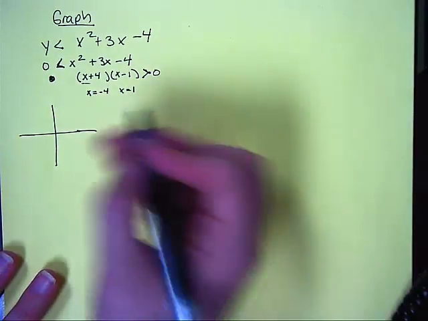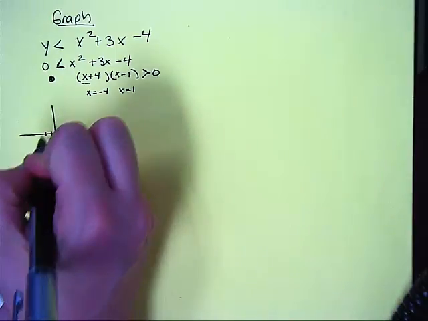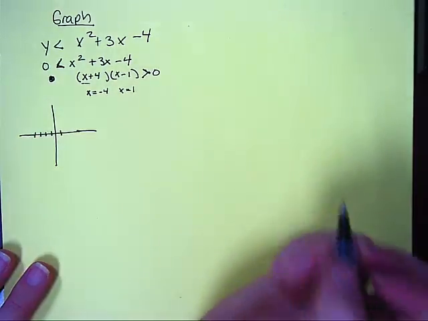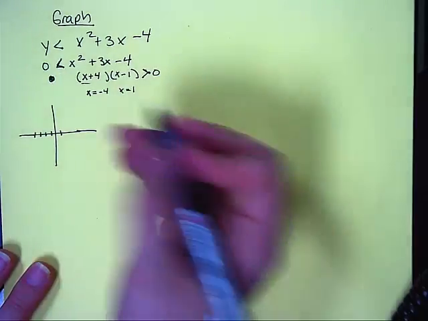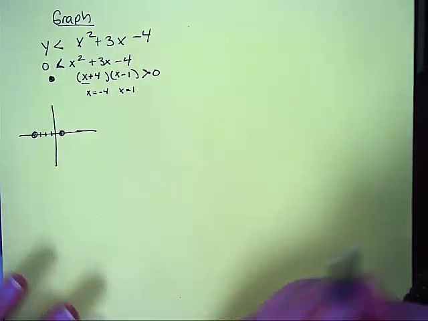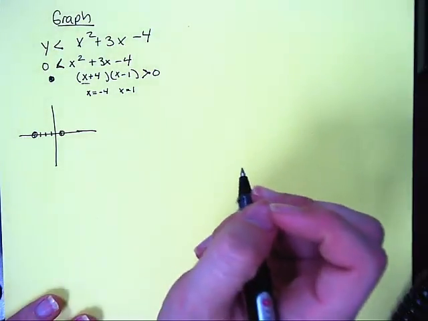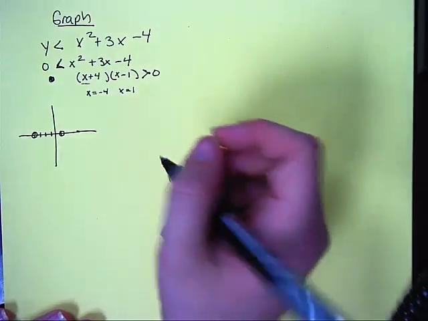So when we look at this, my roots are going to be at negative 4 and positive 1, because when we solve our factors, we set them equal to 0. So we'd have one at positive 1 and negative 4. Because this is a less than and not an equal to, I'm going to put an open circle, so that way when we go and we write our answer, we know what we're looking for.